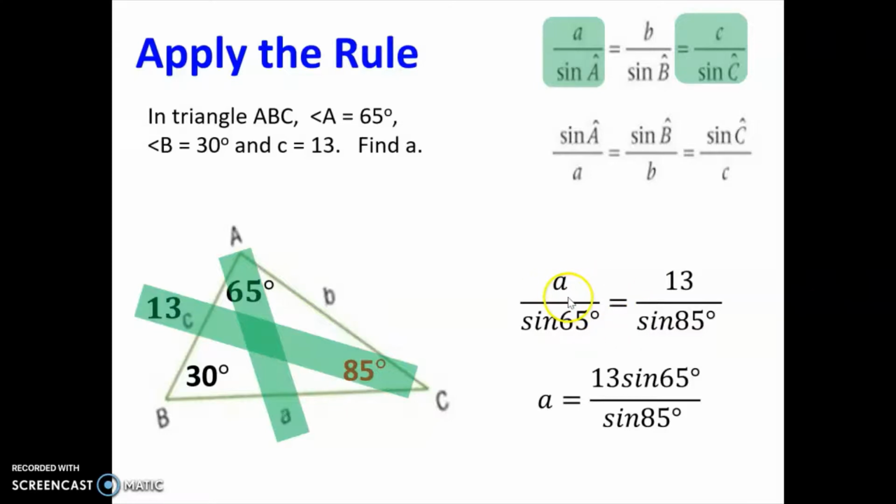In this case, to solve it, we're going to multiply by sine 65 over here. Here it is, and then we have A equals that. So calculate that. Our answer is 11.8.